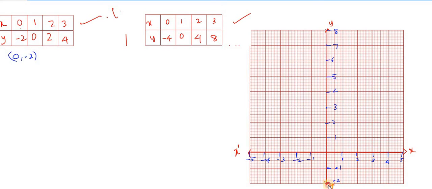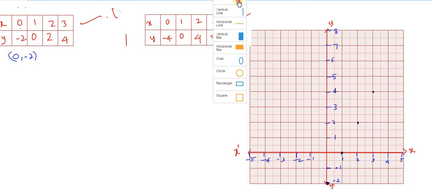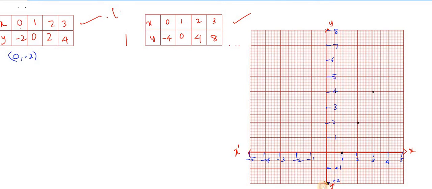So 0 comma minus 2. After that 0 comma 1. x-axis 0, y-axis 1. So this point. Next I'll do this for this graph. Then 2 comma 2, x-axis 2, y-axis 2. Then 3 comma 4. So 3 here and 4 here. 3 comma 4. Now what to do? Take the scale and draw a line.